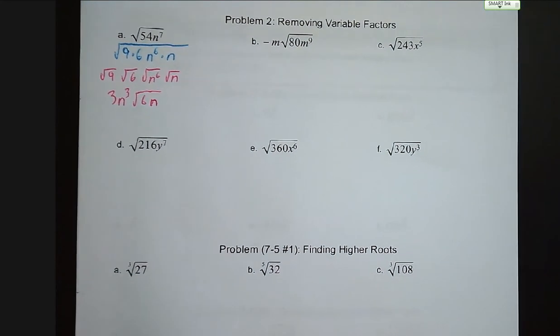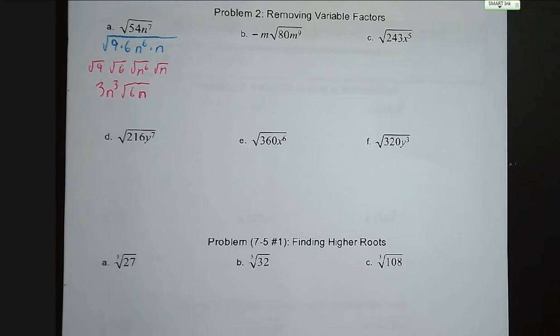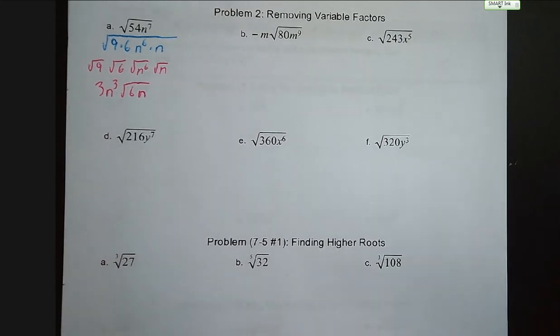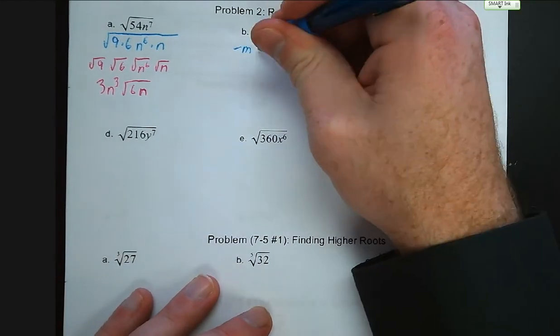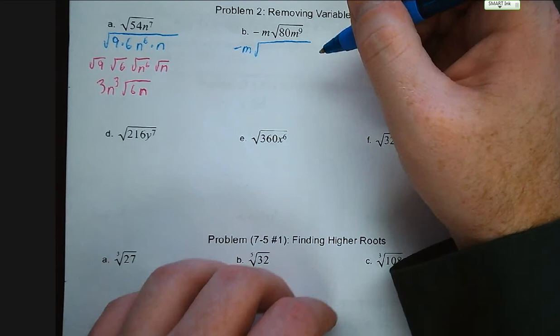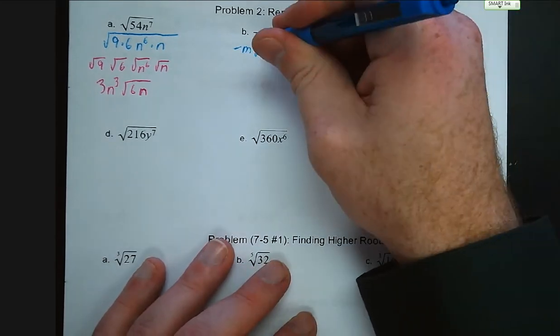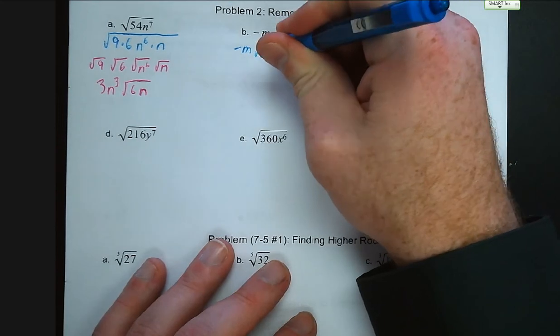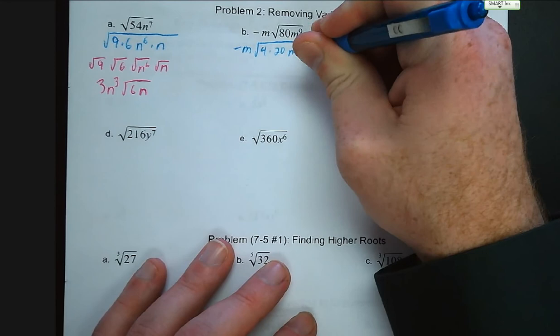Letter B. We have negative m square root of 80m to the 9th. First, notice we've got that negative m out in front, so that's always going to remain there. So we're going to just start by writing negative m. And we have our radical. 80 can be broken up into 4 and 20. M to the 8th times m.